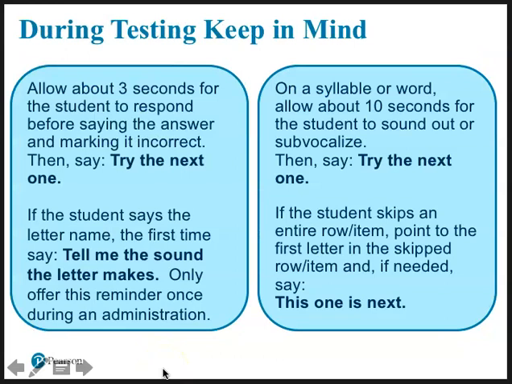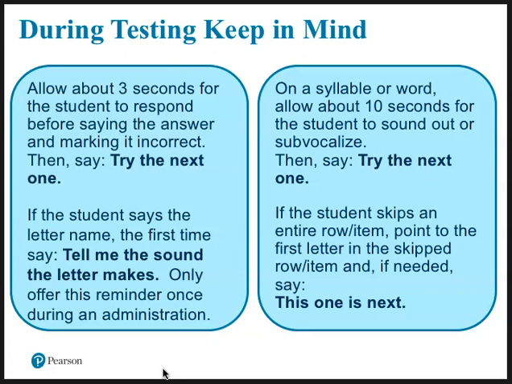So during the test, they will have 3 seconds to respond. After that, the person doing the assessment will say, try the next one. They will get reminded one time, tell me the sound the letter makes, if they're saying the letter names. On the syllable and word portion, if they're sub-vocalizing and trying, they will get 10 seconds. After that, they will then be reminded to try the next one.